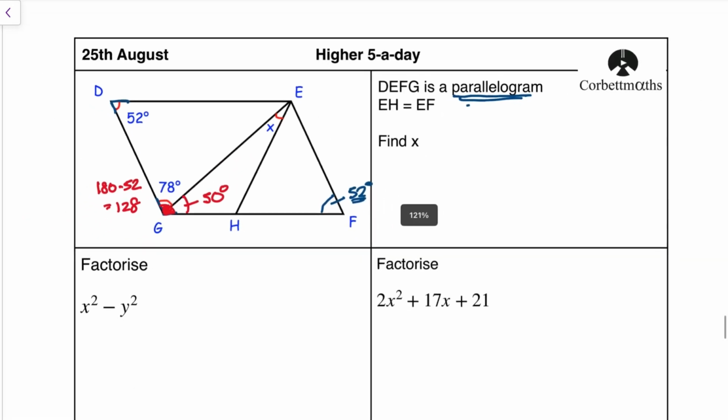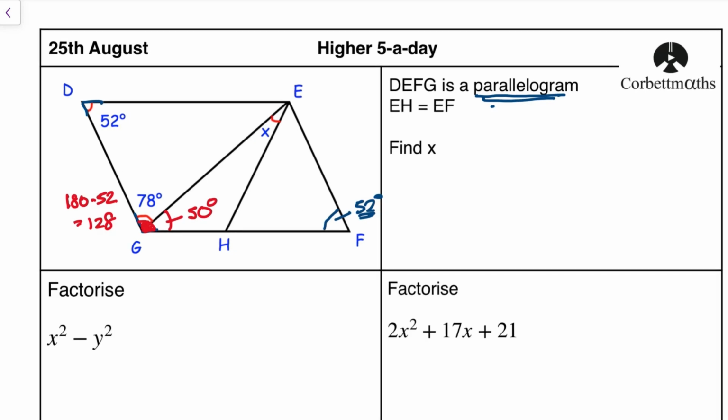So it says, DEFG is a parallelogram. EH equals EF. Oh, okay, that makes sense now. So that's an isosceles triangle, which also means that that's also 52, and that's 180 minus 52. So that's going to be 128. You can see I've kind of done the question without even reading the question.